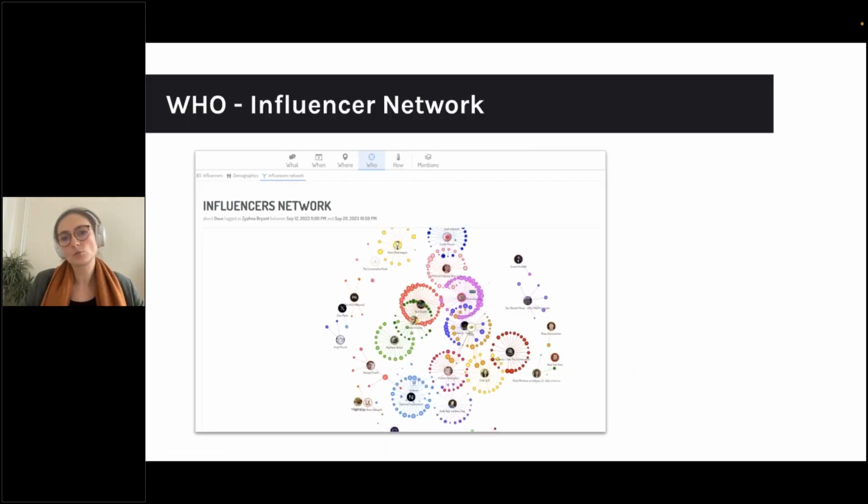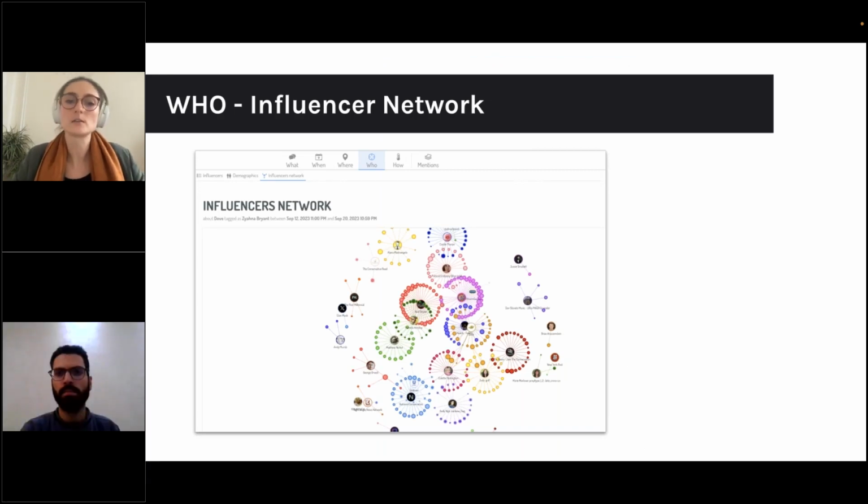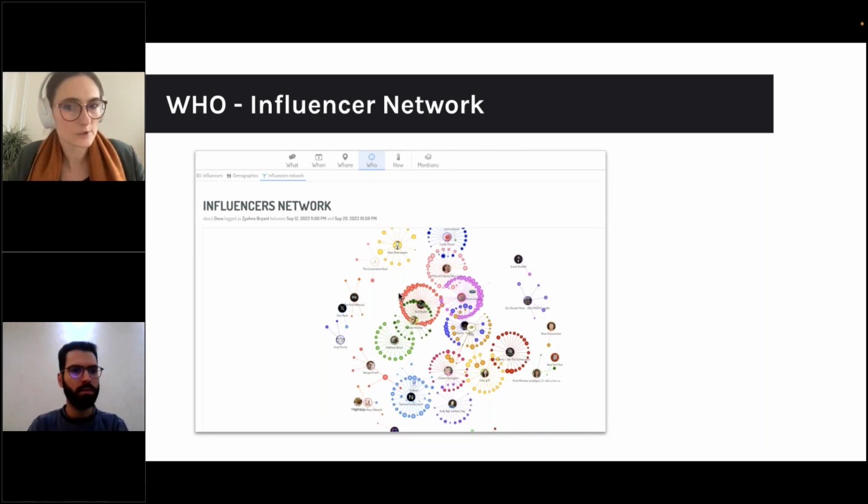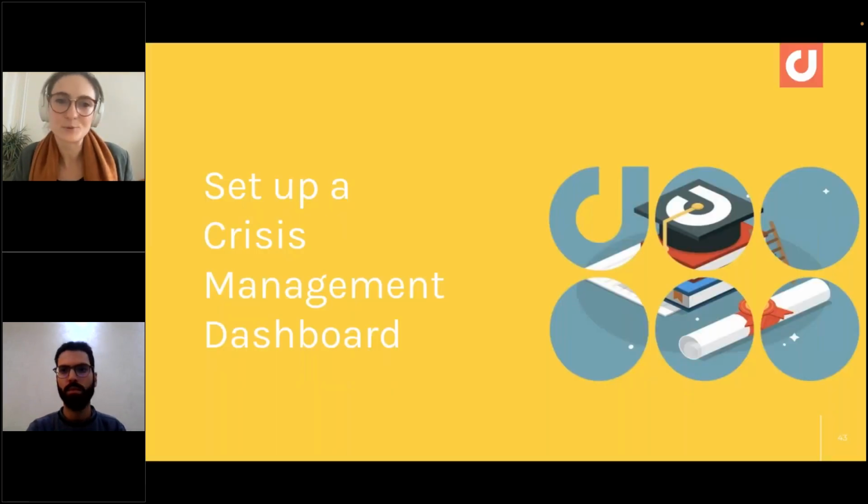And if you wish to have a better overview and to understand the network effects, you'll have the influencers network here in WHO that will help you spot the most influential opinion leaders around this controversy. So lots of different graphs, different analyses that can give you valuable insights. And I'm going to let Munir now show you how you can gather all these insights together and set up a dashboard.